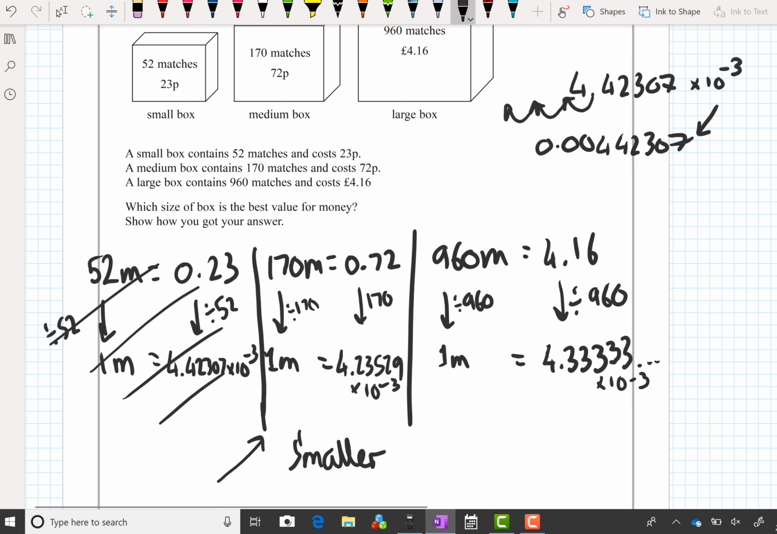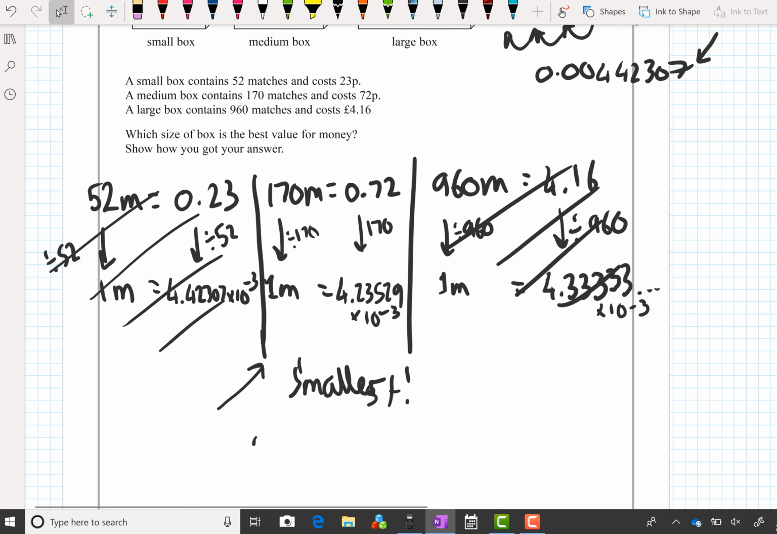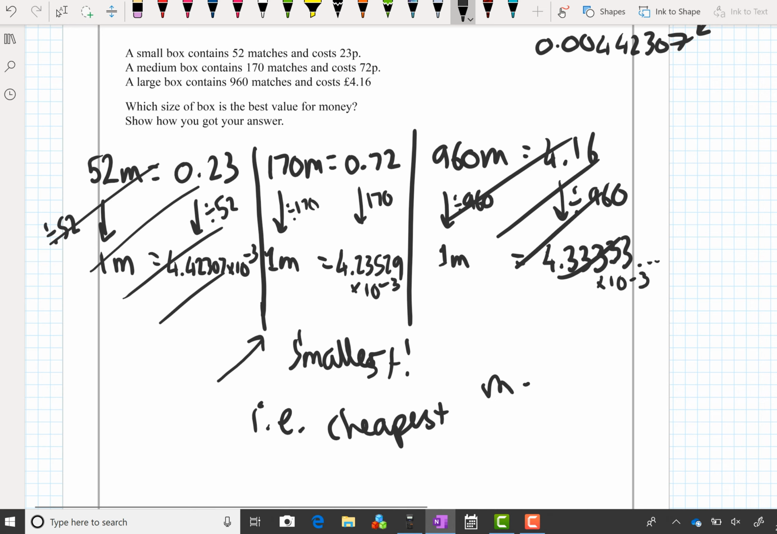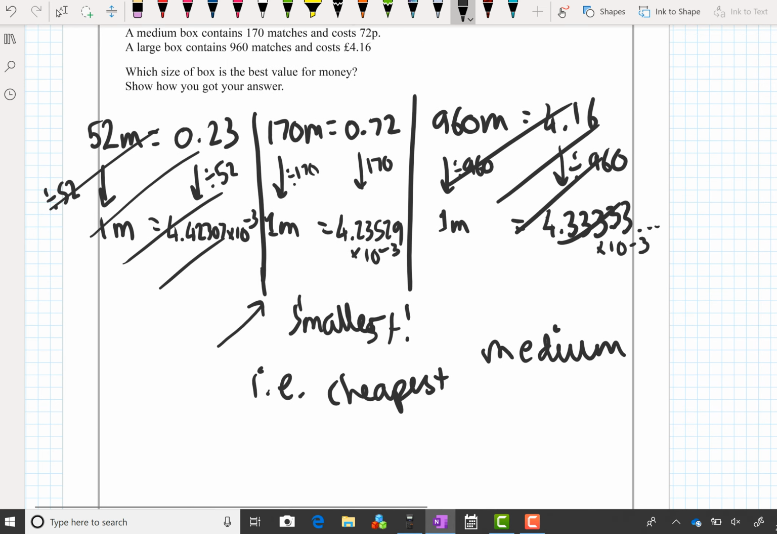Now that one's 4.3, which is actually still bigger than the middle one. So actually, yes, this is the smallest, i.e., it's the cheapest value for 1 match. So we want to go with the, what is it, small, medium, large. We want to go with the medium. Malcolm in the middle. So, which size of box is the best value for money? Tick. Show how you got your answer.